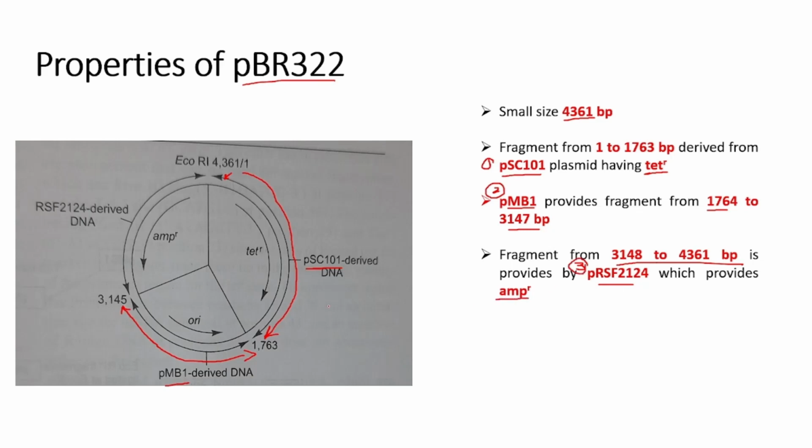On the left hand side, if you observe, from the 3147 base pair till the end, this entire fragment has been derived from another plasmid, which is pRSF2124. Alright, so now in total three different plasmids have been used. Actually, fragments from three different plasmids have been used to construct the synthetic plasmid vector pBR322.